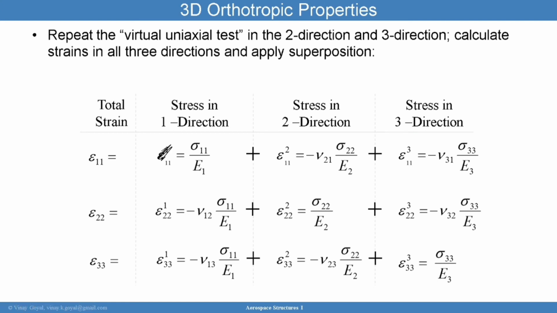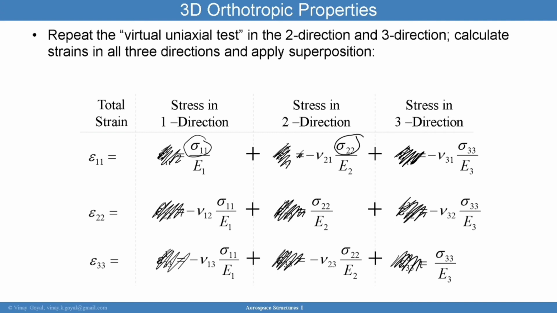Now you don't have to pay attention to this at all. Sorry about that. That's a mistake. You don't have to pay attention to this anymore. These strains are additive. And that's what I intended to show. And what I want to do is then isolate this when I write it in matrix notation.